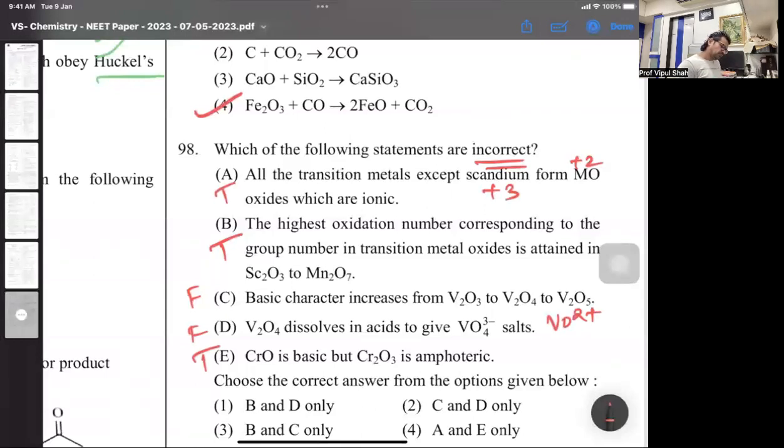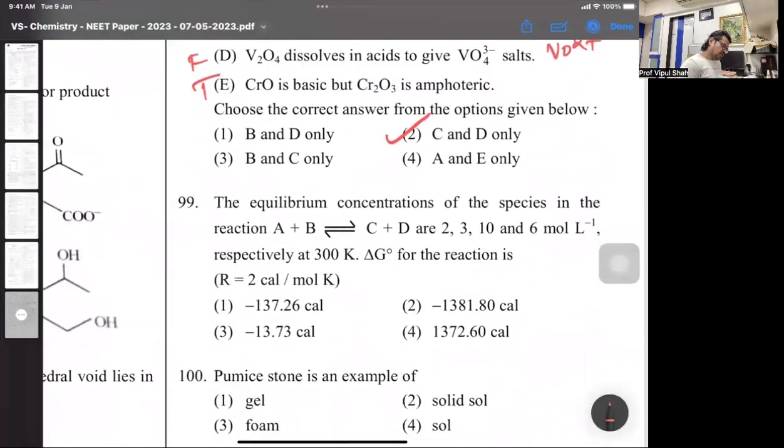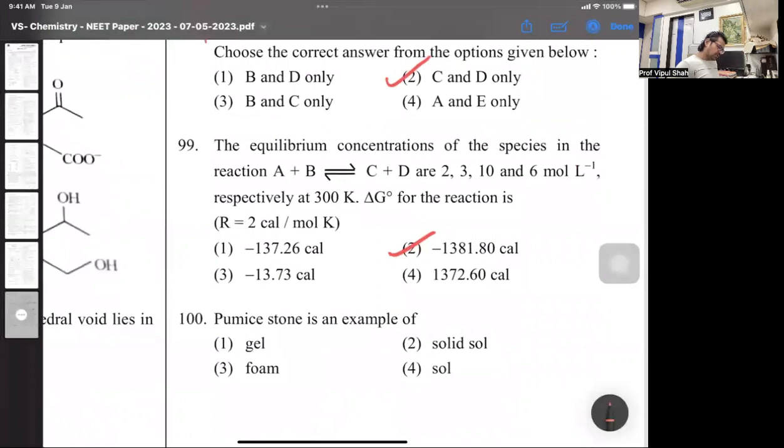So they're asking how many of them are incorrect. So incorrect is basically C and D, which is option 2 over there. Okay. So that's 98. 99, a direct equilibrium question, which is nothing but the second option. And the last one, 101, that's nothing but pumice stone is solid sol.